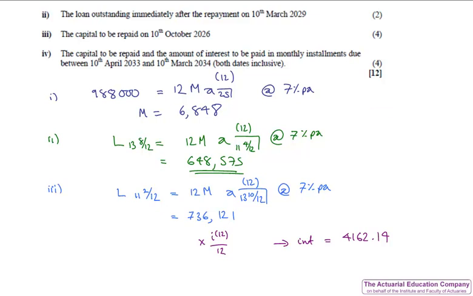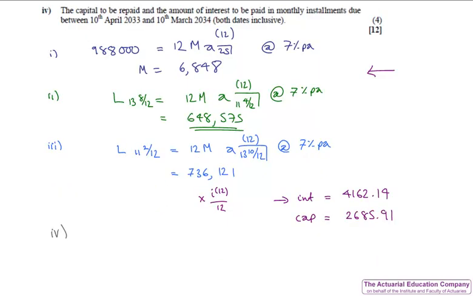Now in part 1 we calculated the monthly repayments to be 6,848, so that means the capital to be repaid is about 2,686. For the last part of the question, we want the capital and the interest to be repaid over a total of 12 months. The way to do this is to calculate the loan outstanding at the beginning of the period, the loan outstanding at the end of the period, and then subtract the two.